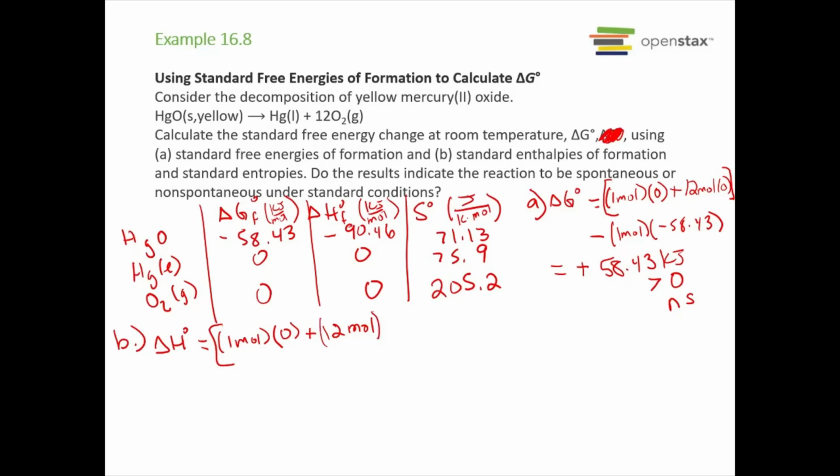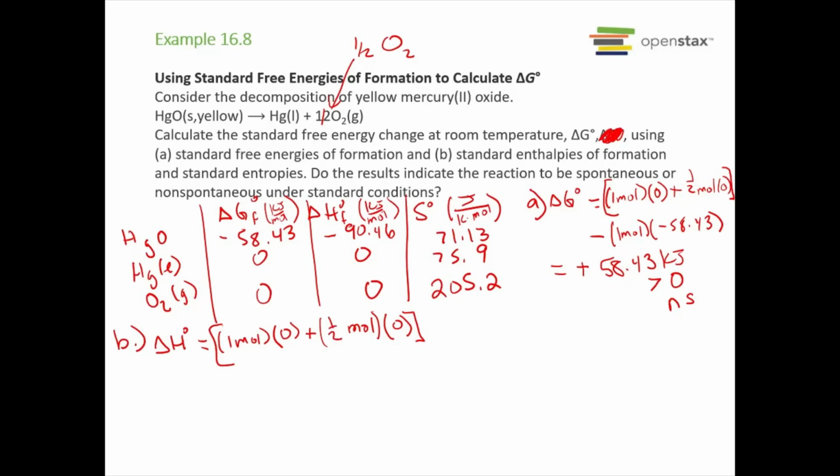Half a mole of the oxygen times its delta HF, which is 0. Oh, I'm sorry, that's supposed to be 1/2. That is 1/2 oxygen. I'm sitting there going, this doesn't seem right with its balancing. Okay, that makes a lot more sense, doesn't it? 1/2. I love when copy paste does things like that to me.